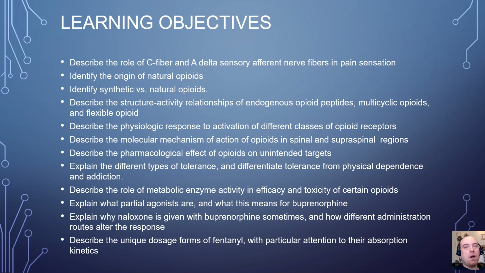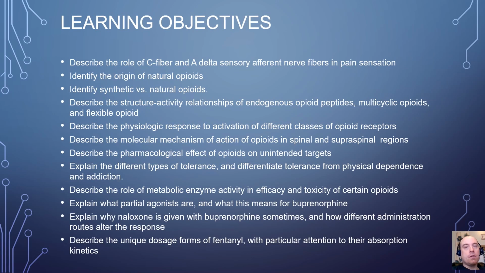Explain the different types of tolerance and differentiate tolerance from physical dependence and addiction. All three of those are different things, but I'm going to go into a little bit more detail on what tolerance is and how it works molecularly. Describe the role of metabolic enzyme activity in efficacy and toxicity. This is absolutely critical to know: some opioids require enzymatic activity to be activated, and some require enzymatic activity to be removed or eliminated. Depending on the opioid, the metabolic activity will have different effects.